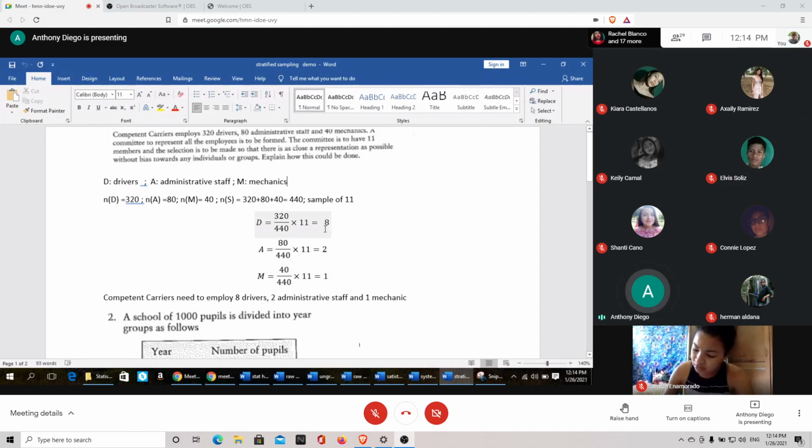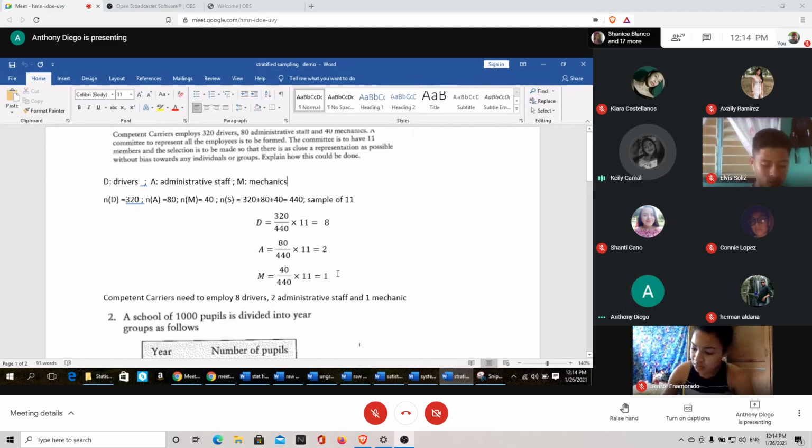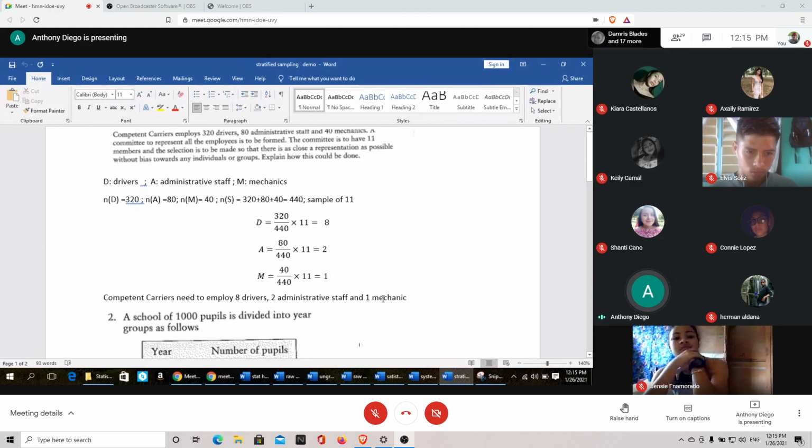And if you notice, if we were to add 8, 2, and 1, what do we get? 11. Okay, 11. And 11 is what? The sample. Yes, that's the sample. Very good, because the committee is to have 11 members. So Competent Carriers needs to employ 8 drivers, 2 administrative staff, and 1 mechanic. So are there any questions based on this example? No, sir.